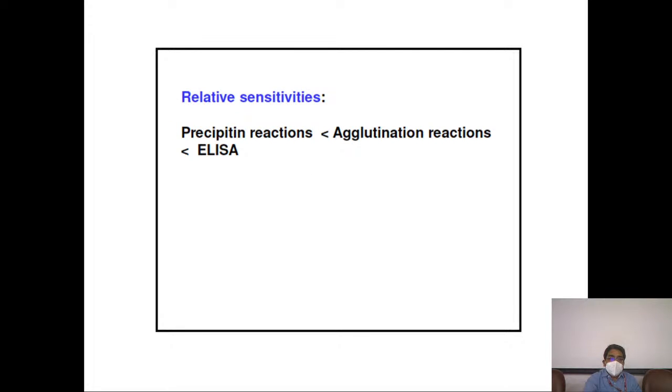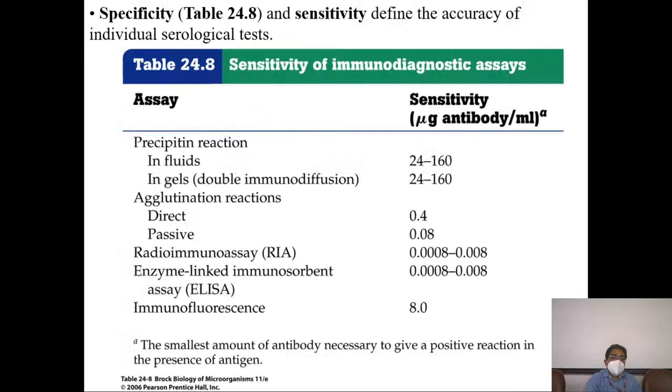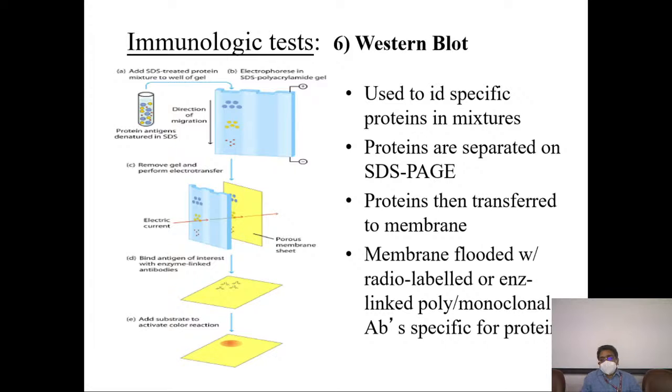If you look at the sensitivity, the precipitin reaction has less sensitivity compared to agglutination, which is less sensitive compared to ELISA. These are the different sensitivities of immunodiagnostic tests, and you can see ELISA is very highly sensitive. It can detect very small amounts of antibody or antigen.